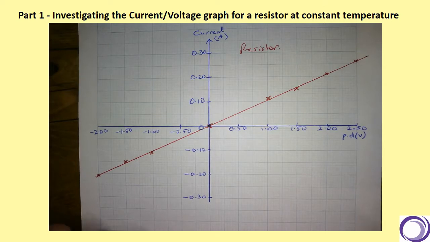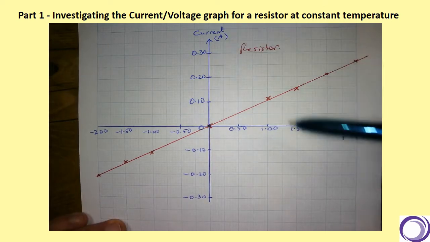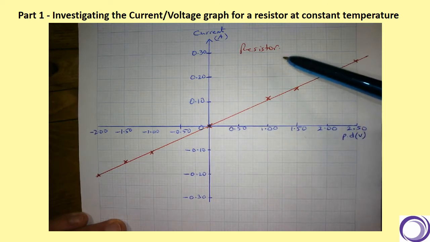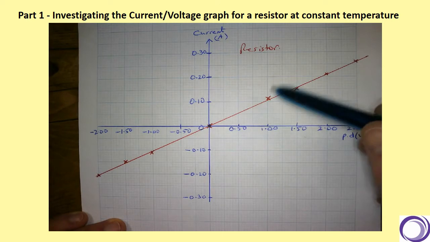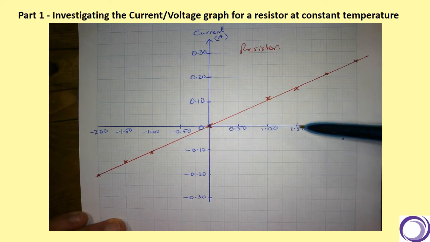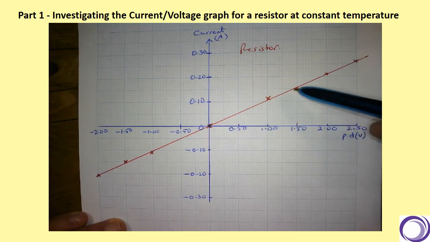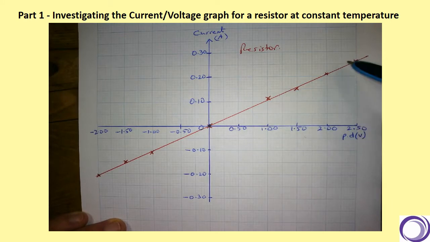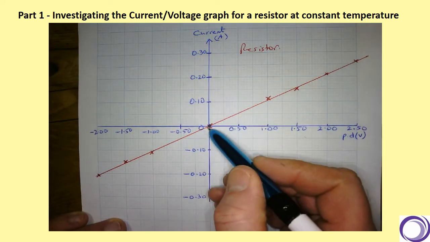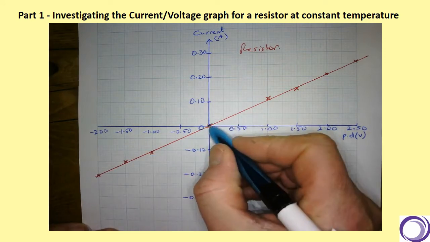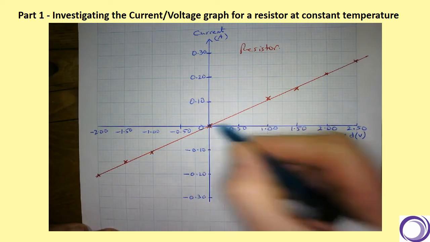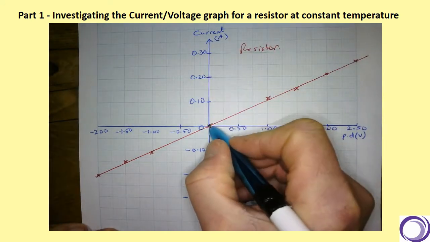I've plotted the current voltage graph for a resistor. So these are my positive numbers, so I've got 1 volt and 0.11 amps, 1.5 volts, 0.15, etc. And then when I reversed the potential difference, I've got the negative numbers there. Remember, it went through the origin. If I had no volts, I've got no amps, so I've got that point at the origin.